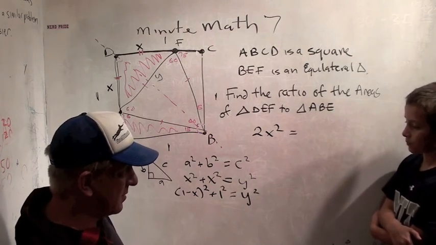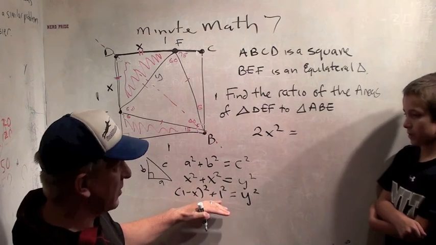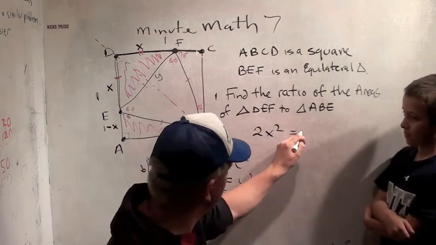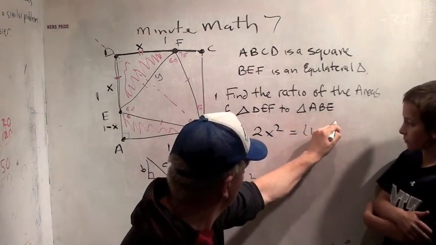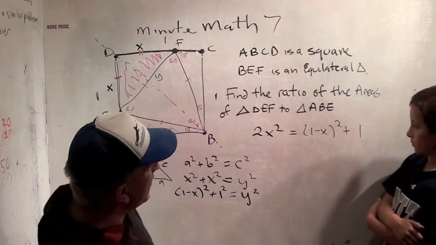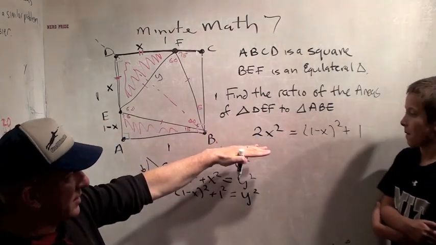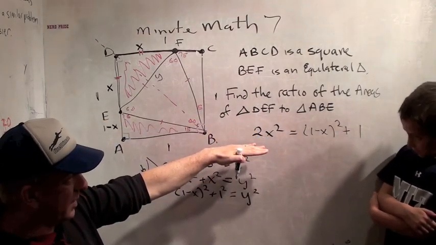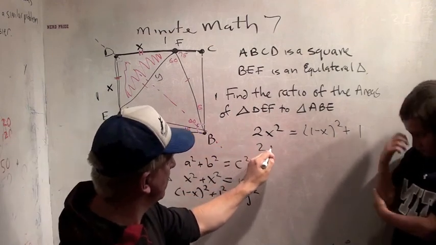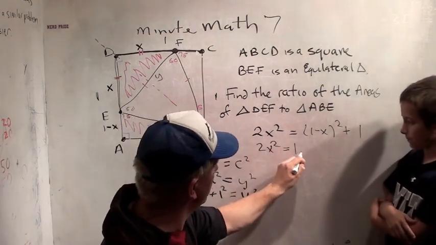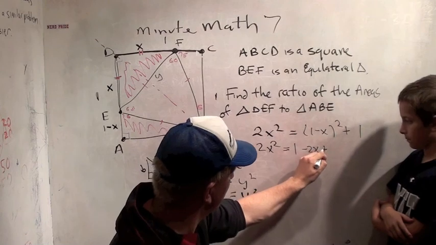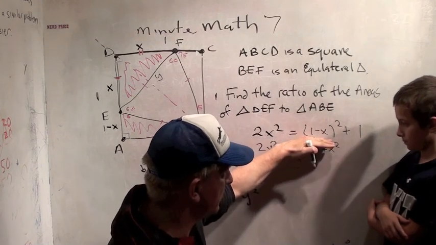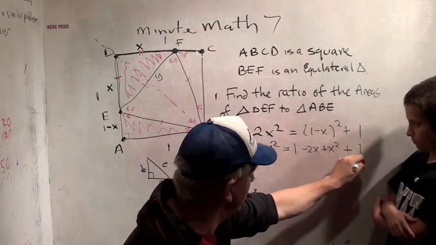Does that make sense? Plus 1 squared, plus 1. That's 1. Right. So 1 minus x. Okay, so now we have a nice little equation involving x. So we can solve this equation. 2x squared equals 1 minus 2x plus x squared. That's 1 minus x squared plus 1.